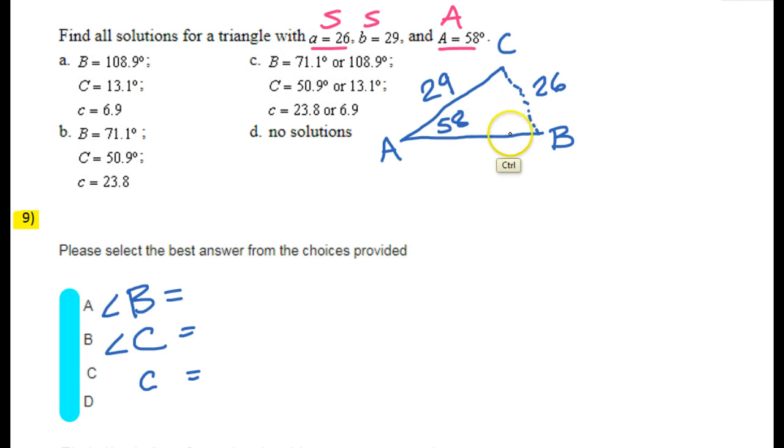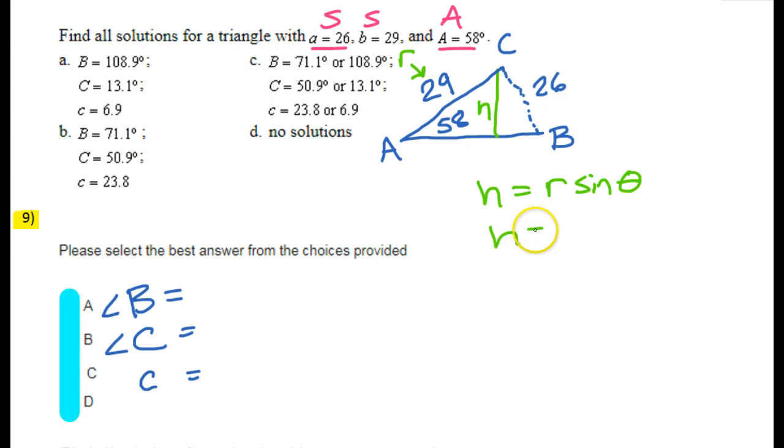So I'm going to use the law of sines. Actually, first I have to check to see if I can make a triangle at all. The way you can check to see if you can have a triangle is by finding the height of the triangle. I'll call it h for a minute. The height is always going to be r sine theta. Now when I say r, I'm talking about the other side. I'm thinking of it like a radius.